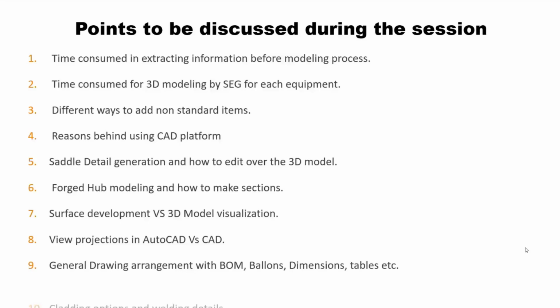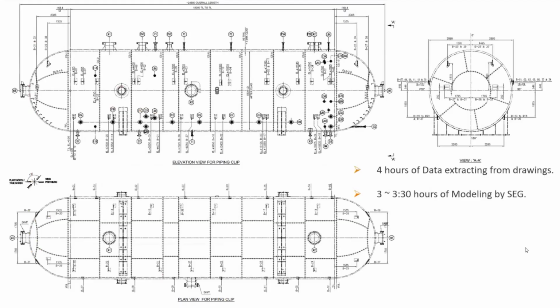Here, the first equipment, which is this horizontal vessel, according to Division 2. Here we consumed around 4 hours for data extracting. As mentioned, data extracting means getting the dimensions of each element to use it in SEG software.